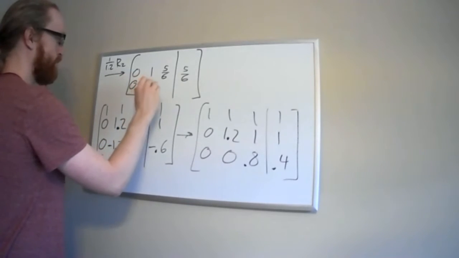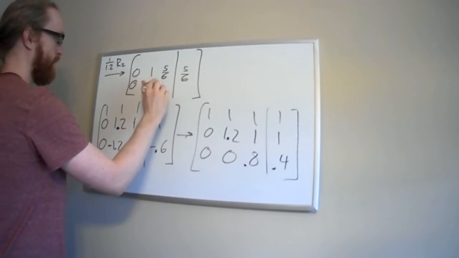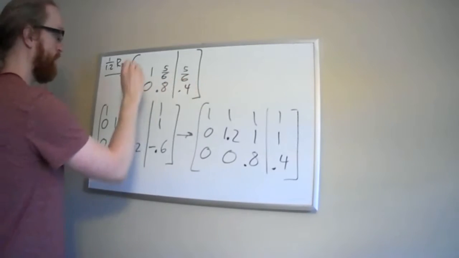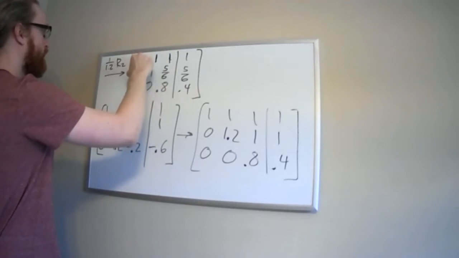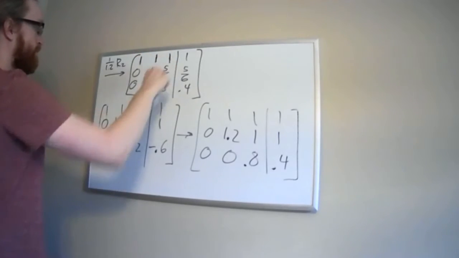And then I have 0, 0, 0.8, and 0.4, and then 1.1. Okay. Cool. So here's my new matrix.